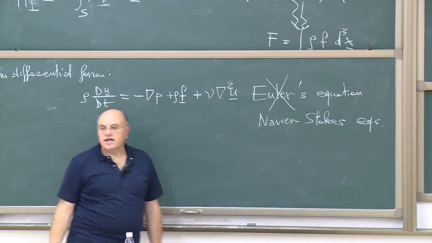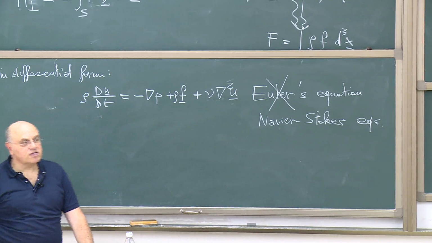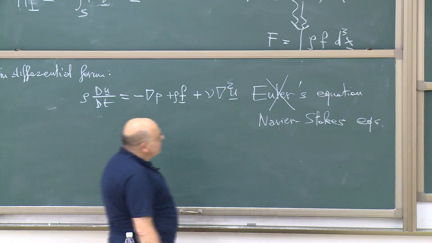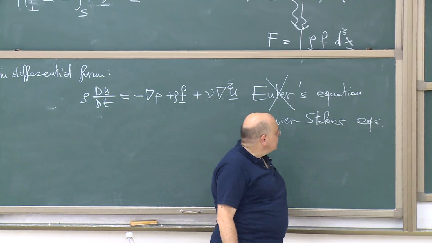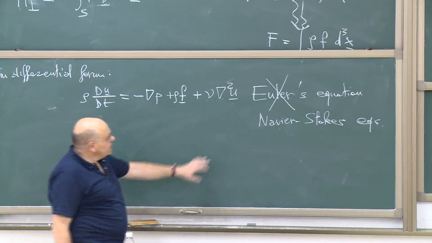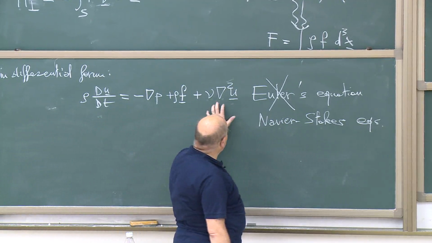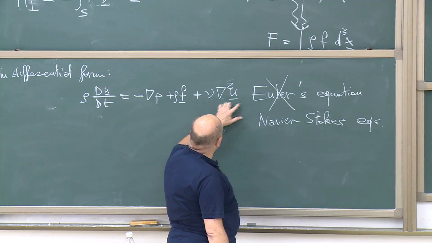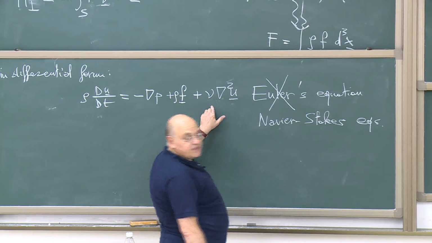Navier was an engineer, a French engineer. He worked on elasticity. And Stokes, of course, was a great applied mathematician. And they derived these equations. And of course, it was a big trouble to derive this term.